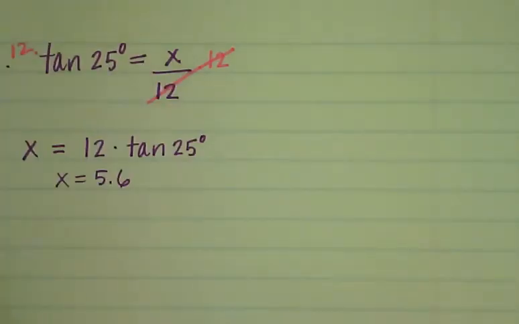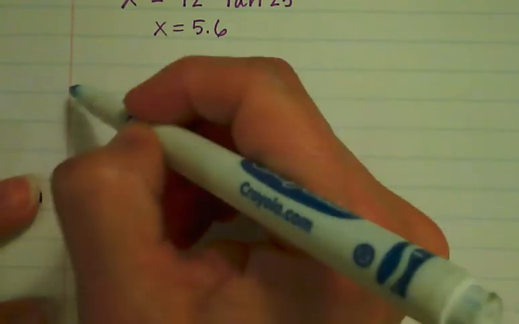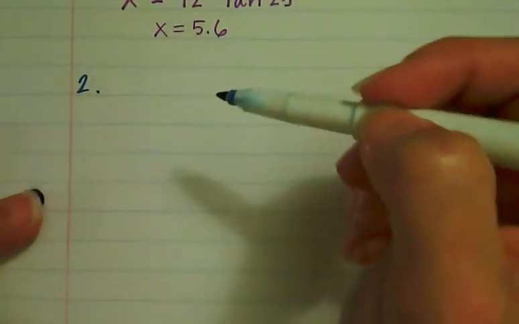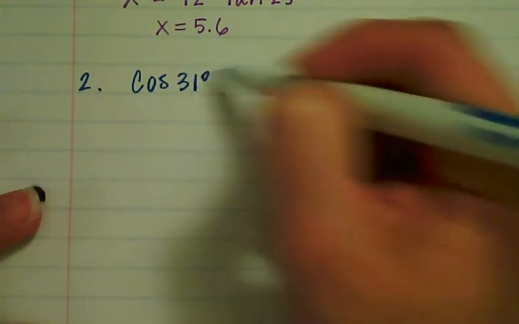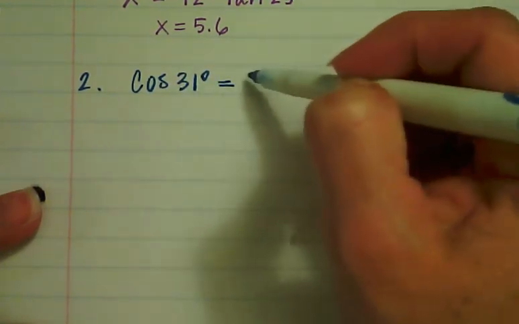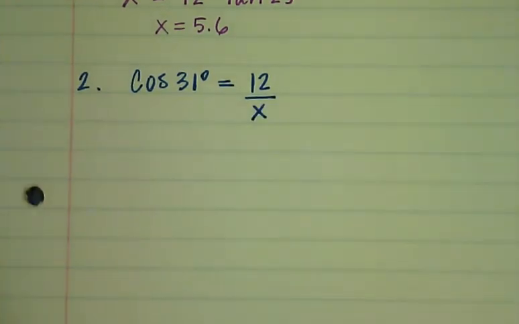All right, let's try number 2. All right, number 2, if you learn this trick, this will make all of these problems a lot easier. So number 2, we came up with the cosine of 31 degrees is 12 over x. All right, now, we can go through this the long way, or kind of like our shortcut the other day with the special right triangles.